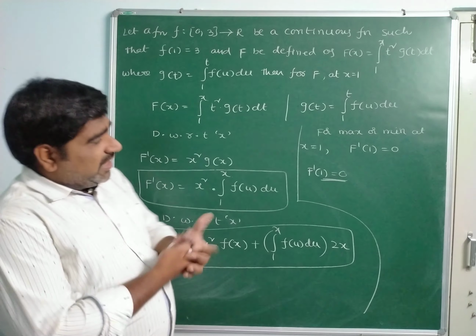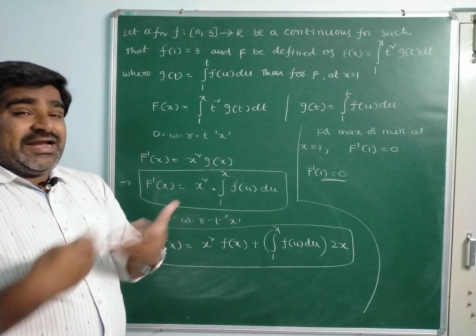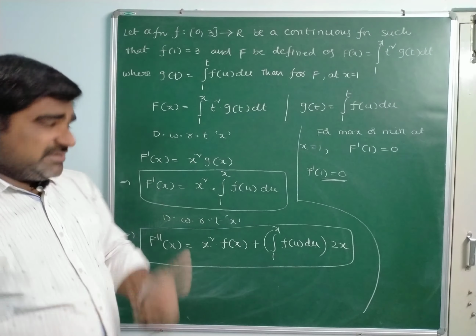So who says whether at x equals 1 the function has maxima or minima? The second order derivative says. So now I am going to calculate f double dash of 1. Here f double dash of x is there, so calculate f double dash of 1. Write 1 in the place of x.